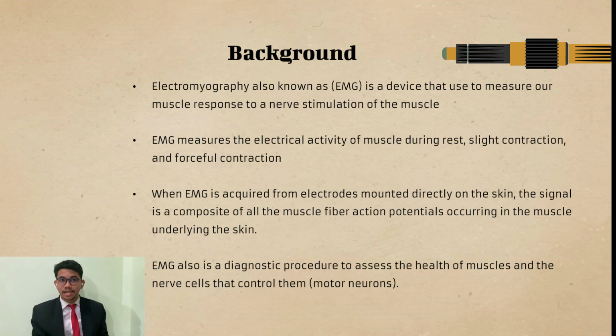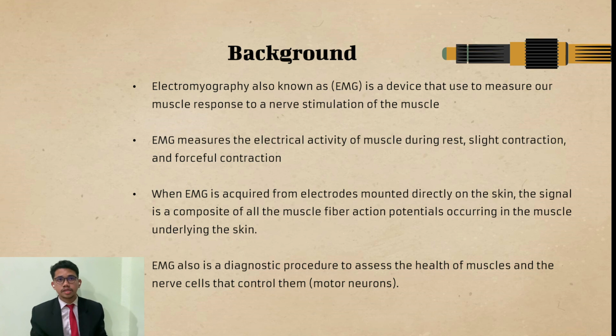When the EMG detects the electrical signal from our muscle movement, the concern is the signal to noise ratio. That is the ratio of the energy in the EMG signal to the energy in the noise signal. When the EMG is acquired from electrodes mounted directly on our skin, the signal is a composite of all the muscle fiber action potentials occurring in the muscle underlying the skin.